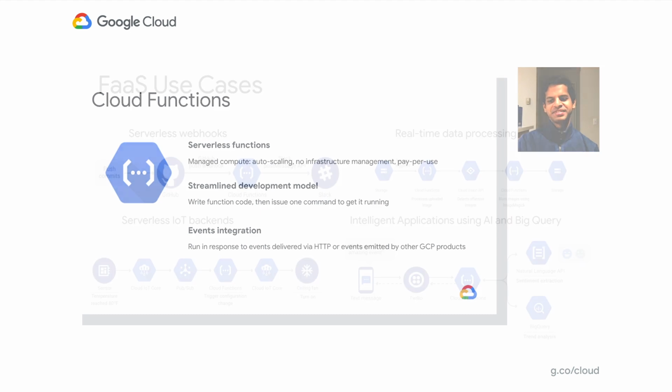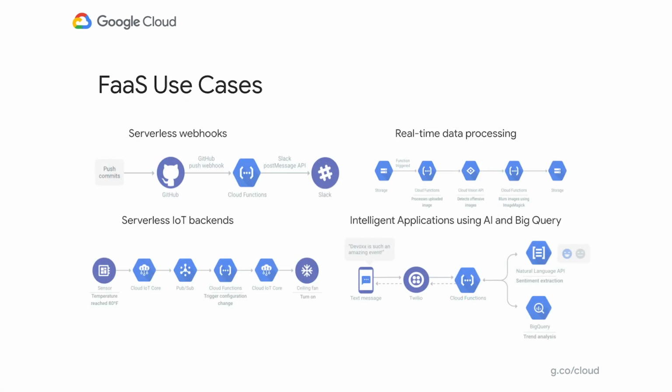cloud services. Key functions as a service use cases that our customers use Cloud Functions for are things like serverless webhooks, where users can write up functions with GitHub notifications that are processed and then served in Slack. Further, real-time data processing, wherein users can upload data to Cloud Storage, trigger a function to do some processing, call an ML API, and then store the results in the cloud again.